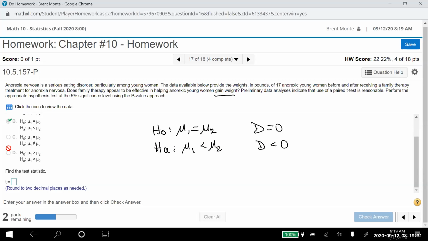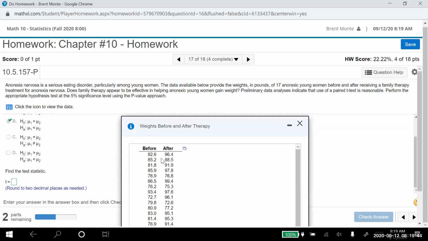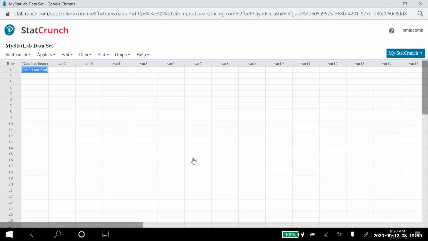Find the test statistic. All right, so again, let me clear all this off so that we have room to run the test. Let's go ahead and run the test. We'll open it up in StatCrunch again. Okay, so before and after. Notice they're not saying these are paired, but it's before and after. They have to be paired. These can't be independent samples if they are before and after. So we'll open it up in StatCrunch. We'll do a quick look. Hopefully it'll open up the data this time right away.